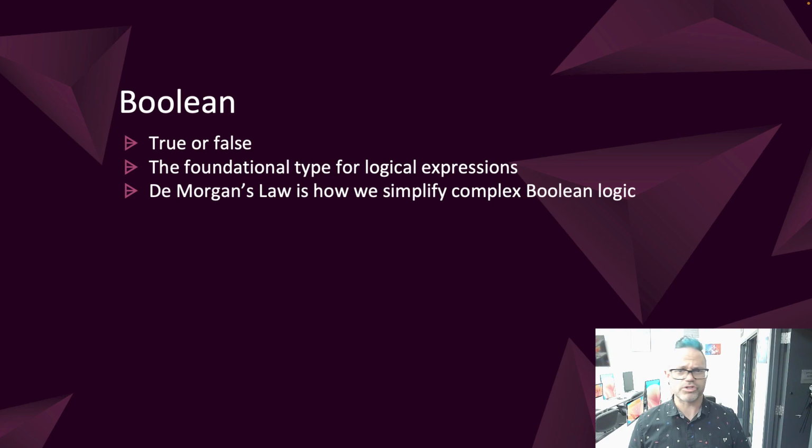Now, the first one we have on here is Boolean. This is the foundation of our logical structure. It's true or false values. We use De Morgan's law as how we can simplify complex Boolean logic, and we have an entire lecture just on that. But the Boolean data type is just a Boolean. So it's either true or false values, and that's what we have with that.